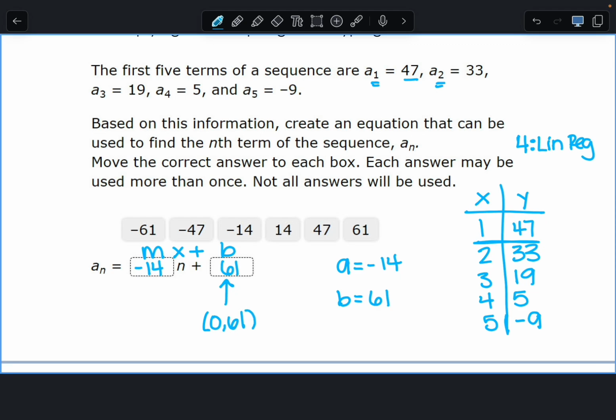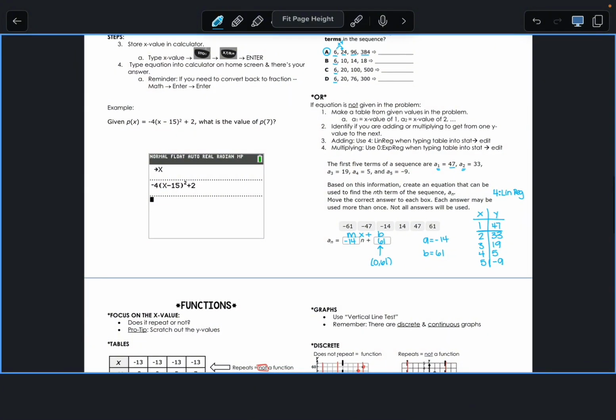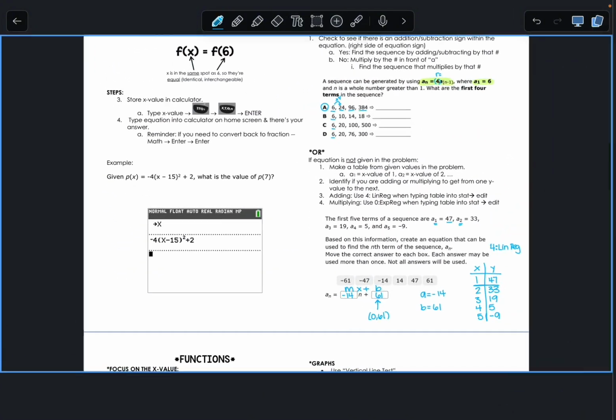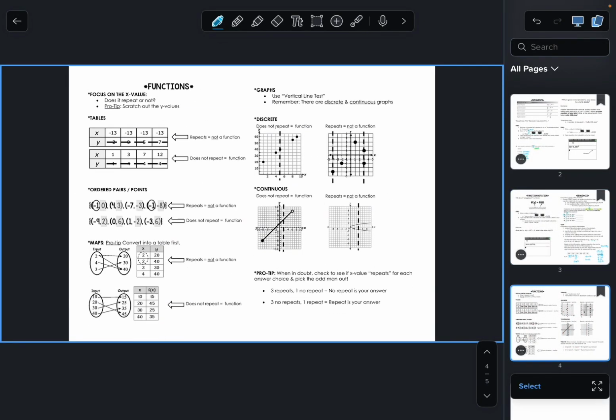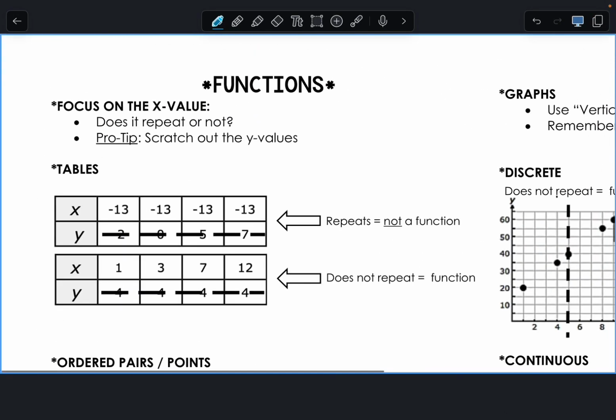What's the next page? Functions? Okay. Functions. The main idea of functions is, does the x value repeat? So it says, pro tip, scratch out the y values. That way you're not confused and not trying to focus on the y values instead of the x. So if you look at each type of example with tables, scratch out the y values. The first one, the negative 13 repeats, so that means it is not a function. None of the x values repeat in the second one, so it is a function.